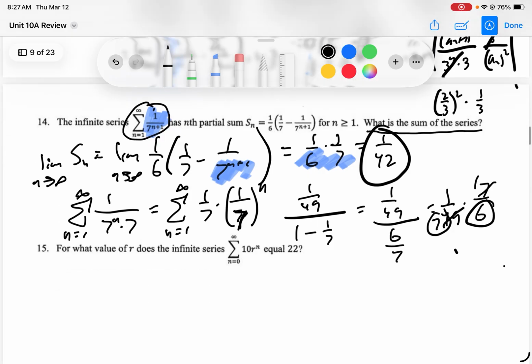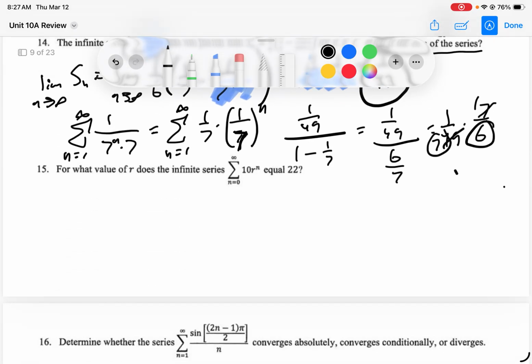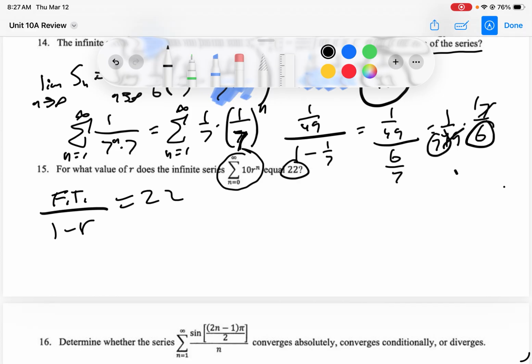For what value of r does the infinite series equal this? The only way a series can add to a number that we know about is a geometric series, and it's the first term in the sequence over 1 minus r. That needs to equal 22. The first term in the sequence I get by plugging in 0. So r to the power 0 would be 1. So the first term is 10. So solve this. Multiply both sides by 1 minus r.